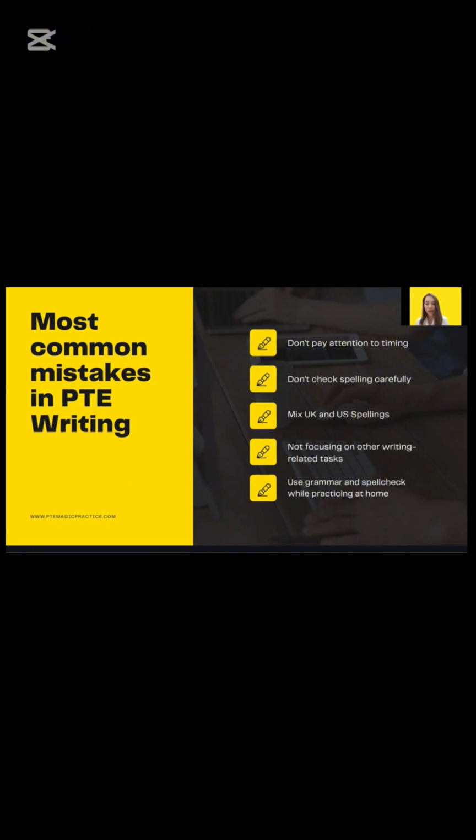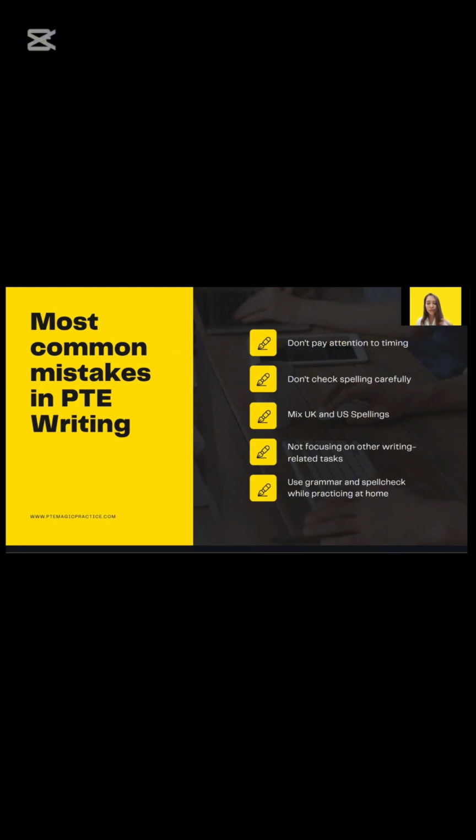The second mistake is that you don't check spelling carefully. So the screen in the actual exam might look a bit strange compared to your laptop screen. And sometimes when you are in a rush, you might make some minor spelling mistakes, but this is something that you have to constantly check throughout your whole writing. Another mistake is that you mix UK and US spelling.